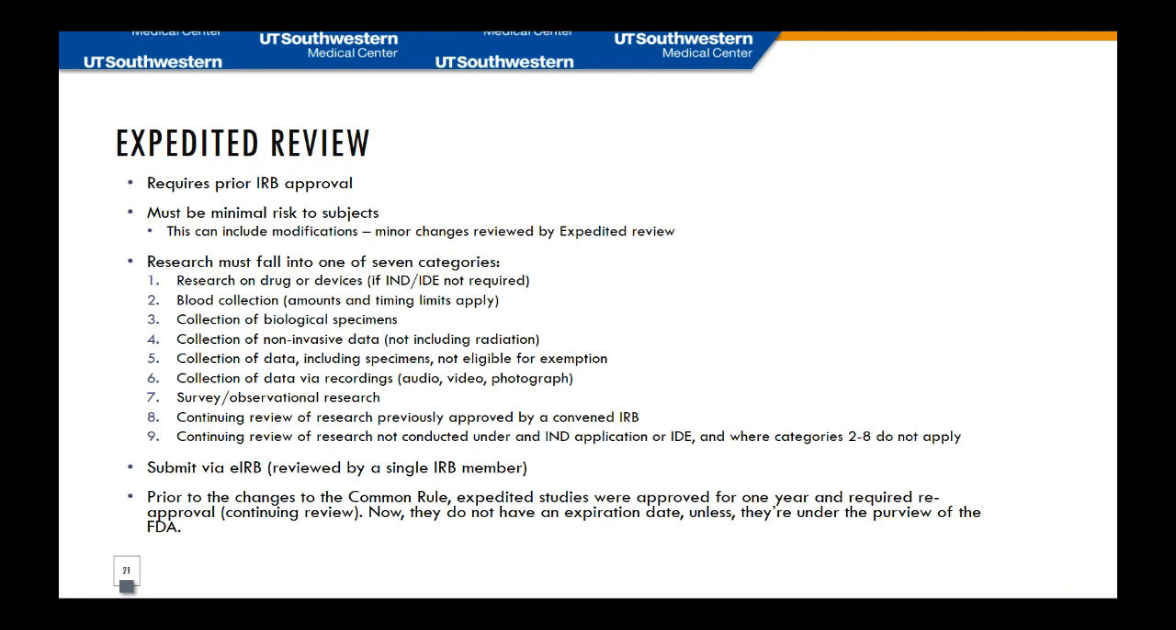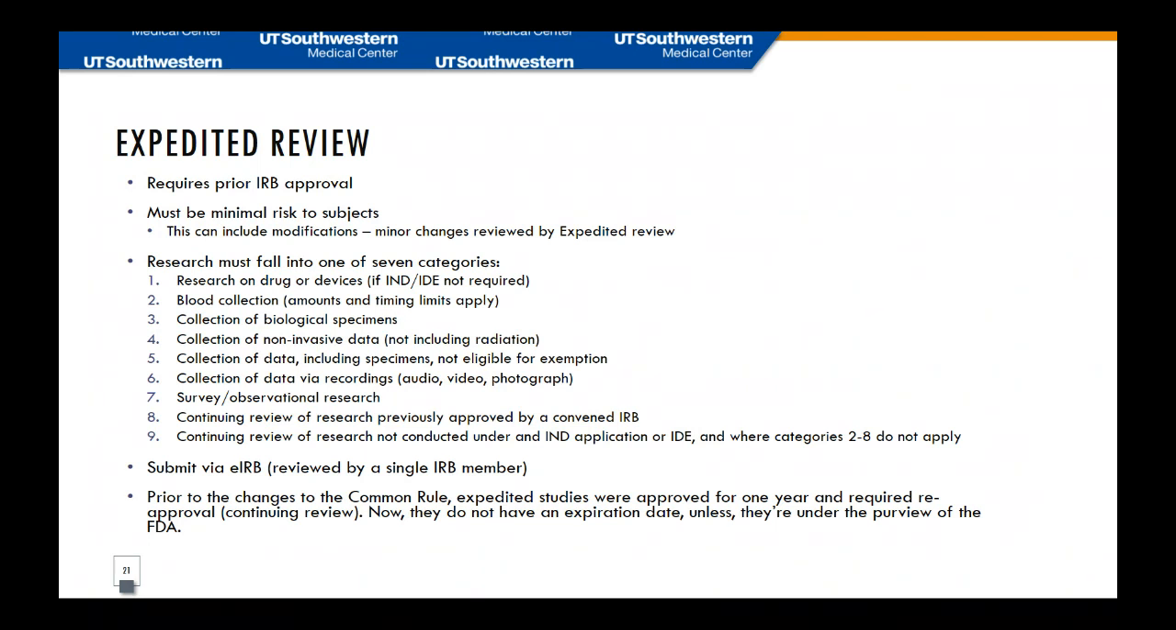And prior to the changes of the common rule, expedited studies were approved for 1 year and then required reapprovals, so continuing review. Now, after the change to the common rule, they don't have an expiration date unless they're under the purview of the FDA.